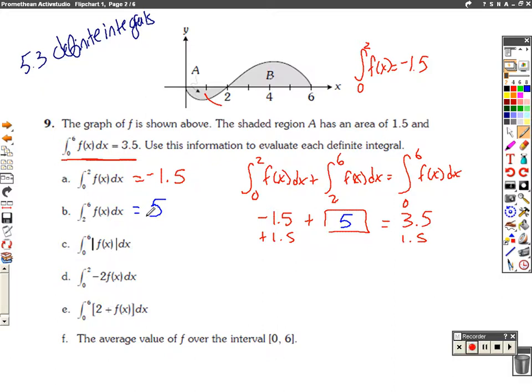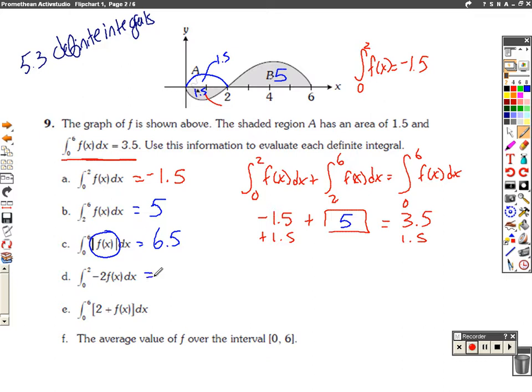All right, so now we know this area is 5, and this area is 1.5, but it's below the x-axis, so that's negative 1.5. So letter C tells us to do something first. It tells us to take the absolute value of our function first. And taking an absolute value of a function takes anything negative and makes it positive. So rather than being below the x-axis, this 1.5 will now be above the x-axis. So our area from 0 to 6 is going to be 1.5 plus 5, or 6.5.